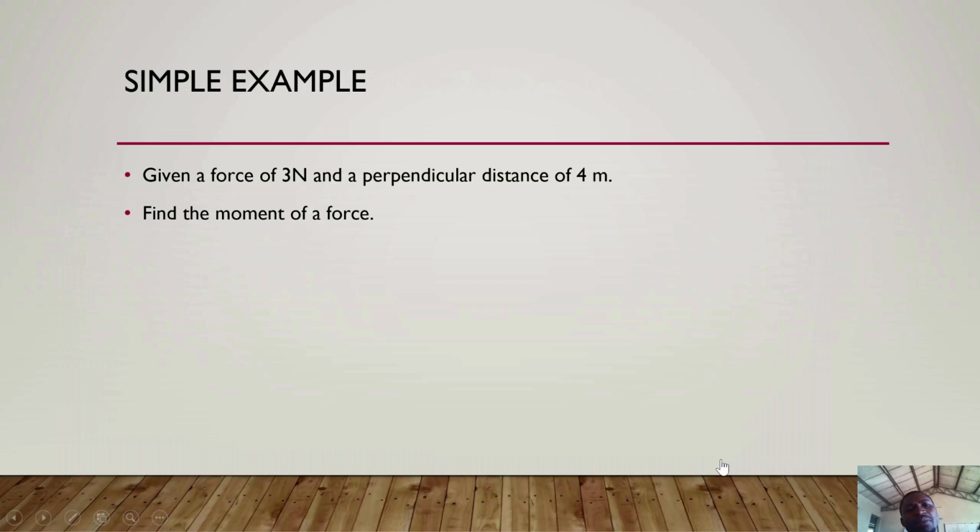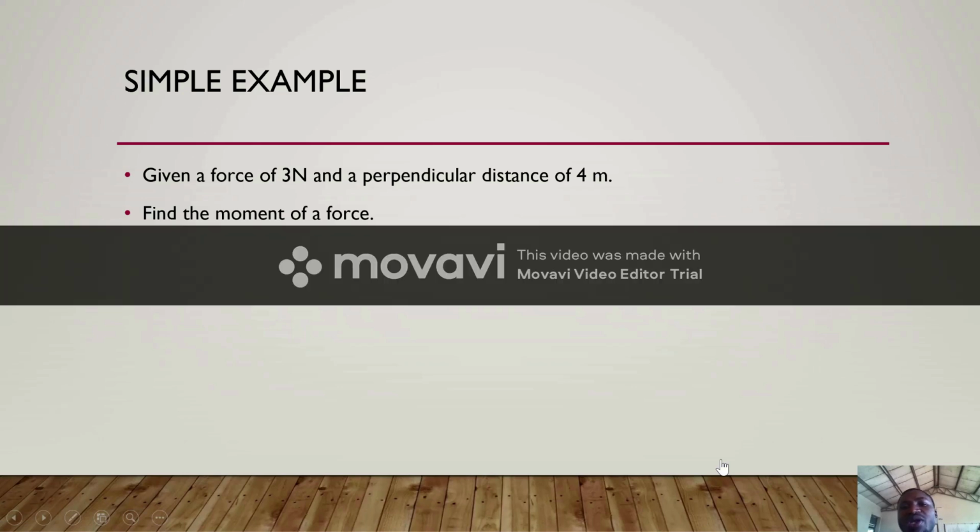Now there is a simple example here telling us that given a force of 3 newtons and a perpendicular distance of 4 meters, the moment they call it perpendicular distance means that they have already given us the distance. Now they want us to find the moment. I'm going to use my light pen here.